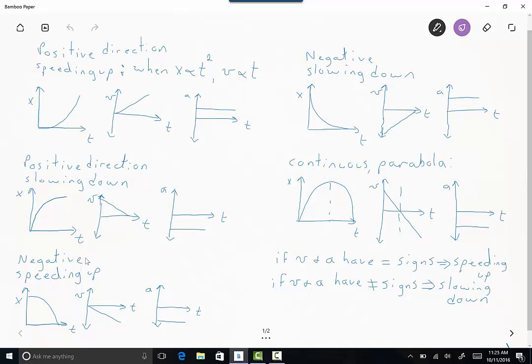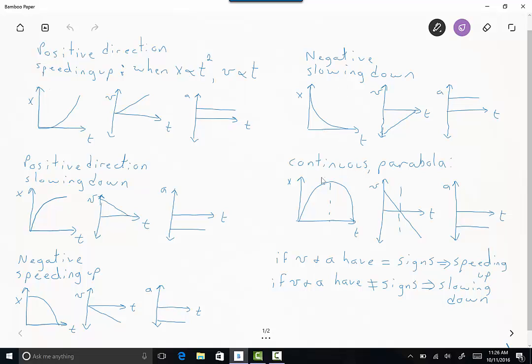If the object is moving in the negative direction, sorry, I forgot to write the word direction there, moving in the negative direction and speeding up, its graph will look almost like the mirror opposite of the positive direction slowing down. The speed will be increasing in the negative direction, and acceleration will again be negative. If we have an object going in the negative direction but slowing down, it will look like this. Velocity will be decreasing towards zero from a negative value, and acceleration is positive because it's negatively slowing down.